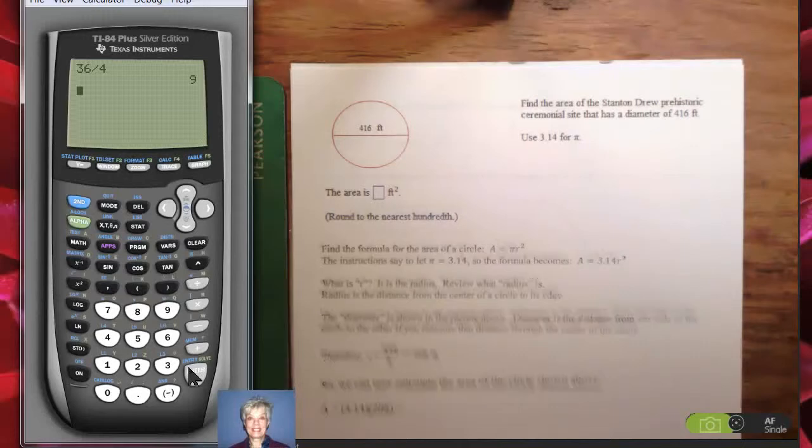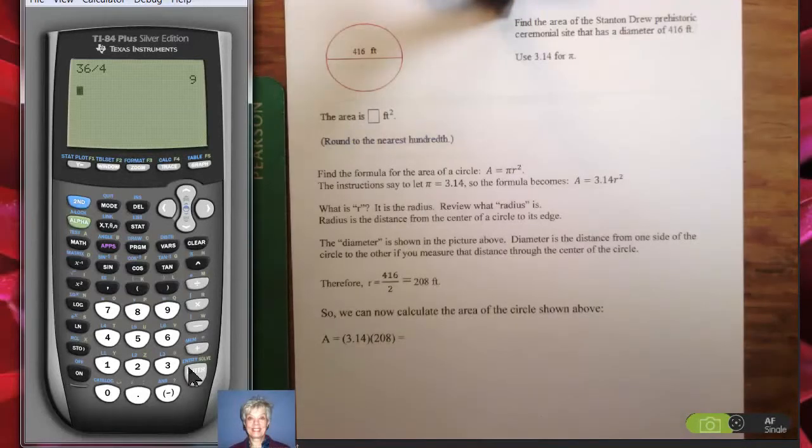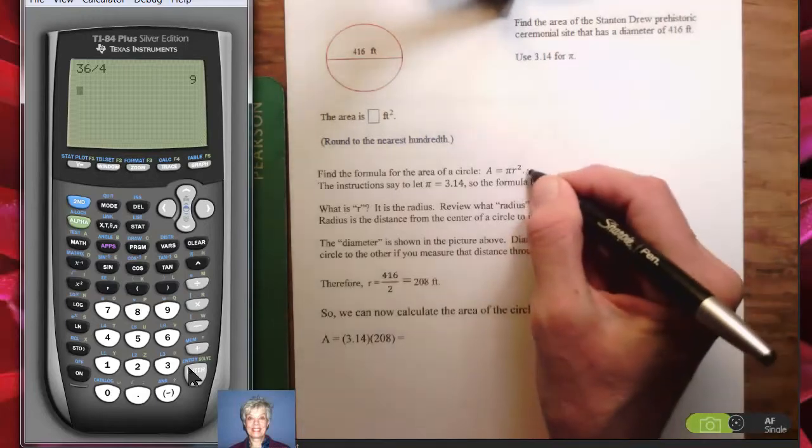Problem. Ooh, a little bit harder. Find the area of the Stanton Drew Prehistoric Ceremonial Site that has a diameter of 416 feet. Area, and they've drawn a circle. We must have to find the area of a circle. Oh gosh, you're going to need to look up the formula for the area of a circle, and it's all over the internet and it's in your book, so you don't have to worry. I wrote it out for you. A equals pi r squared.